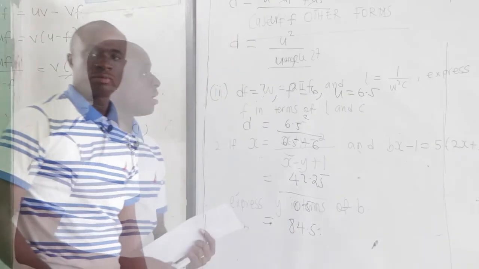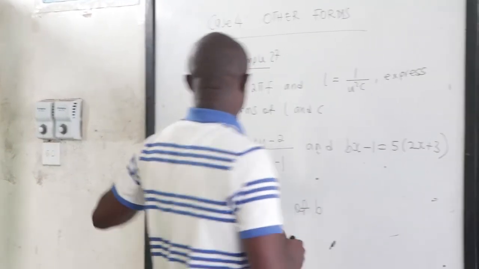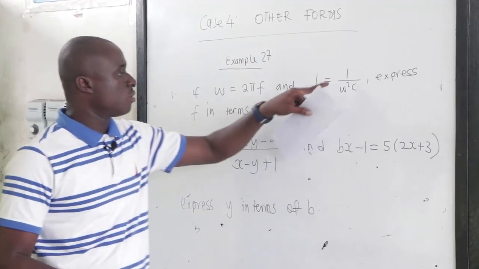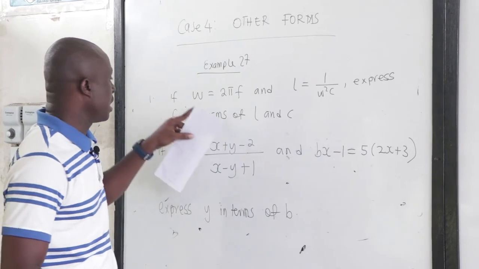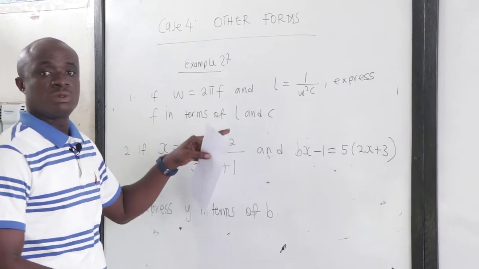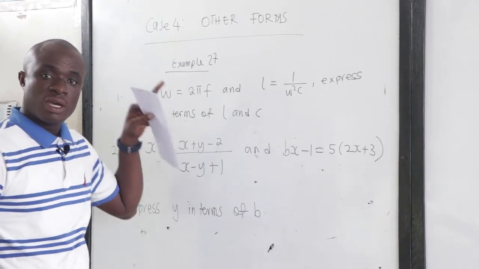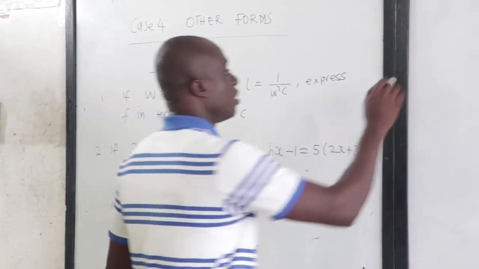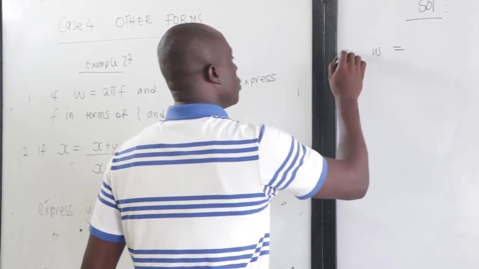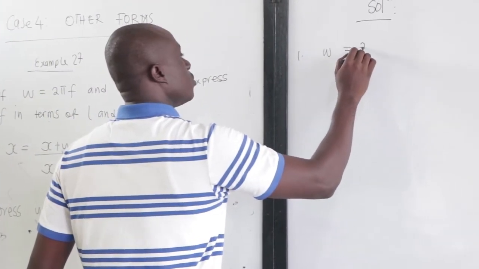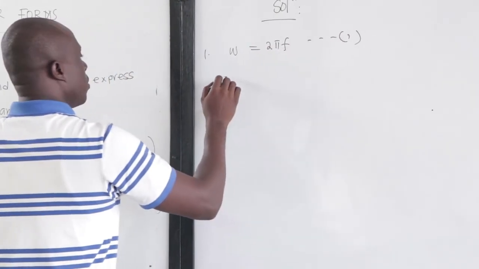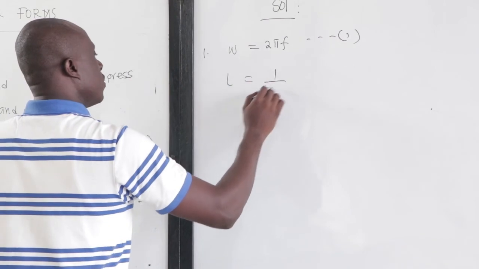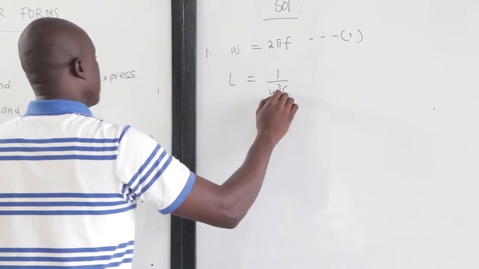And when you divide this on the calculator, that is 84.5. Now let's see, so if w equal to 2 pi f and L equal to 1 over w squared C, we express f in terms of L and C. Clearly w is not mentioned, so we have to eliminate that. So we have w to be equal to 2 pi f. Let's call this equation 1. Then we have L to be equal to 1 over w squared C.